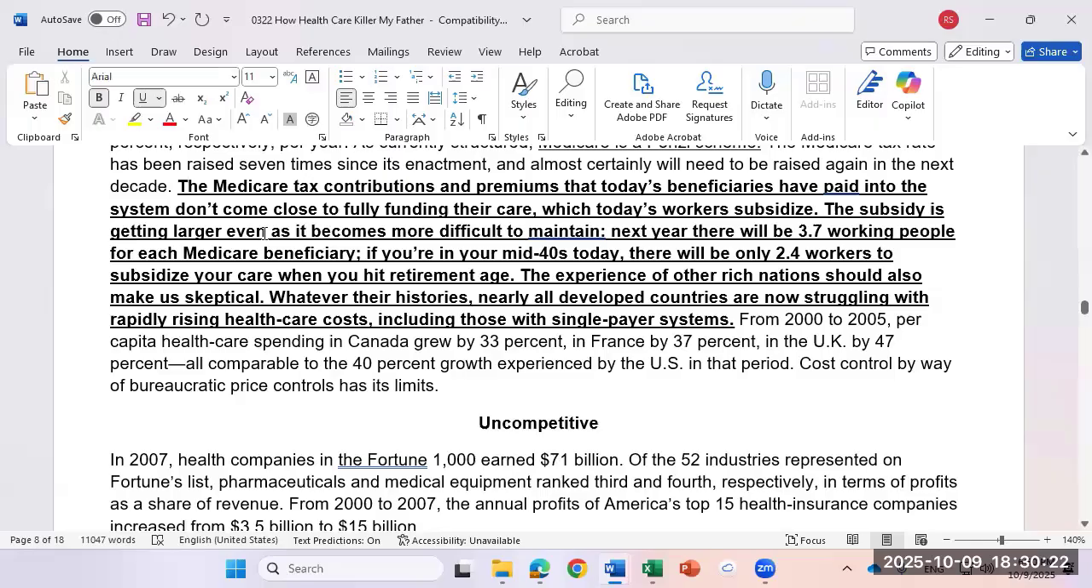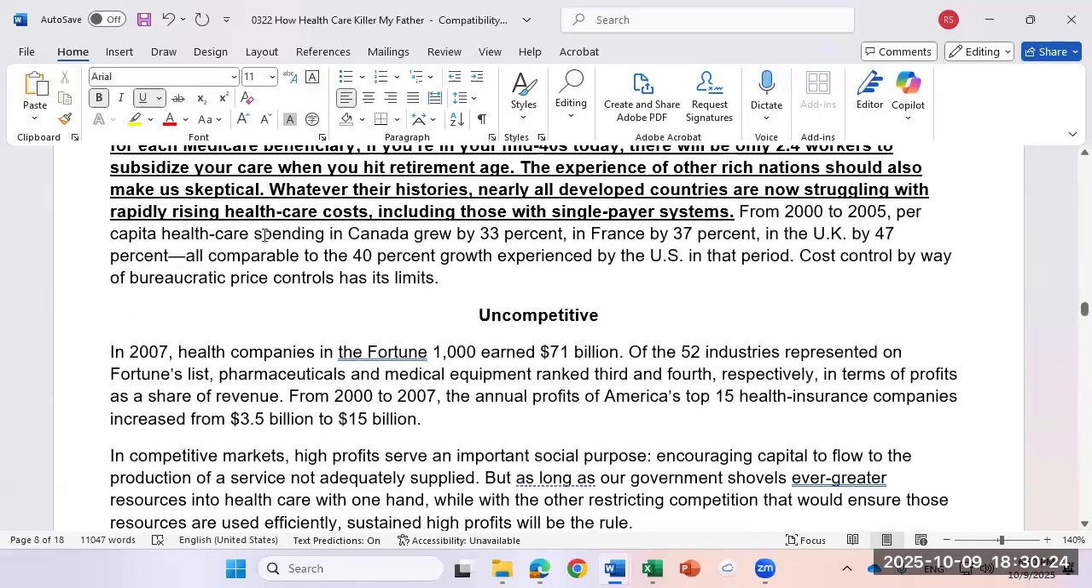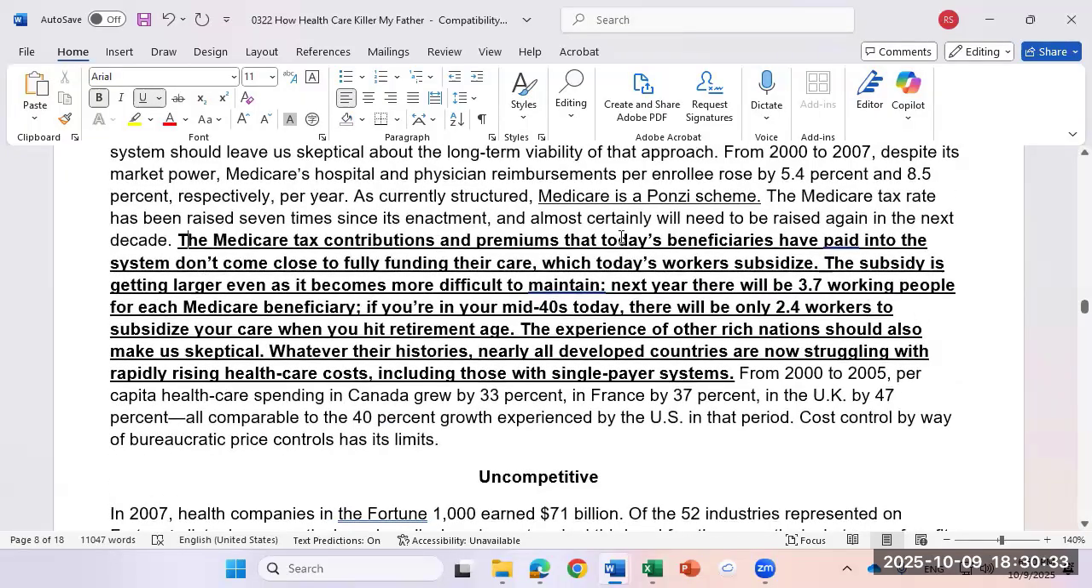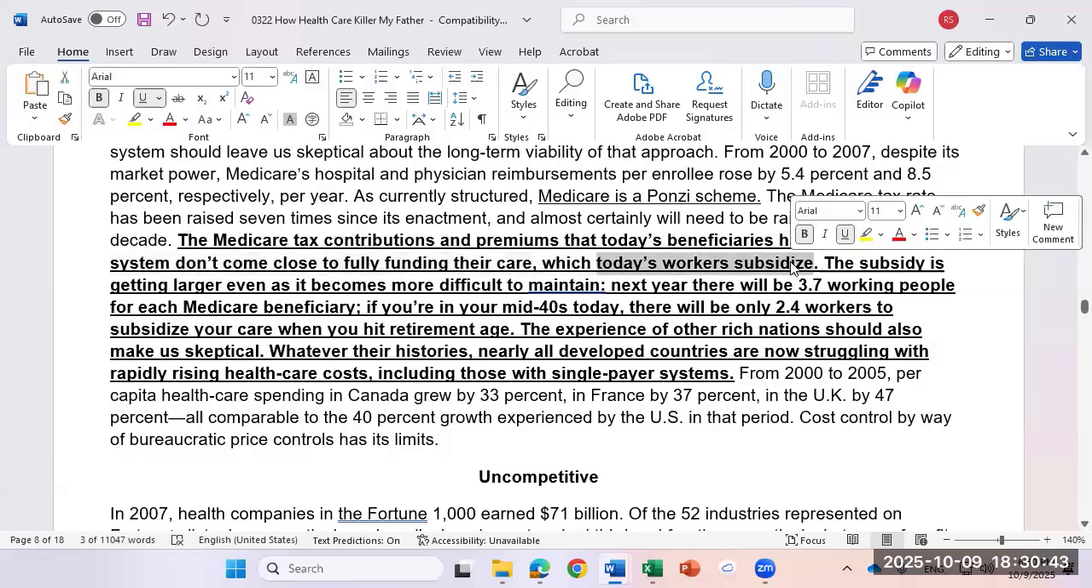But yeah, your generation is picking up the disaster my generation caused, and we don't really have a solution for that. The Medicare taxes and premiums today's beneficiaries have paid don't come close to covering their care. So today's workers are subsidizing that. You see that in paper one, right on that third article. The subsidy is getting larger.